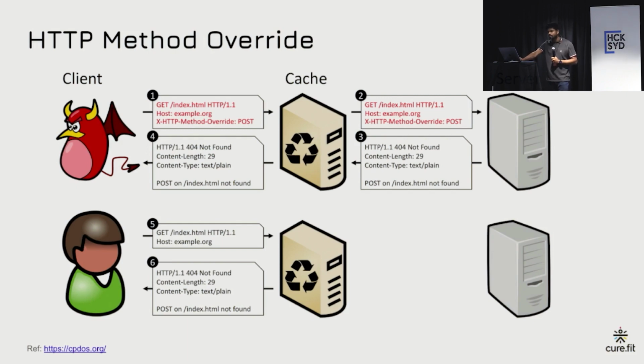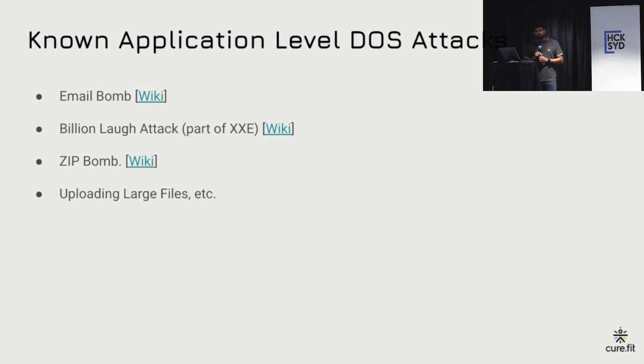So now we have seen a lot of known application level attacks from the application security community. That is the email bomb attack, the billion laughs attack, which is a part of XXE attack, where we exploit the misconfiguration of XXE. Then we have the zip bomb attack. Then uploading a large file: you can crash a server just by uploading a very large file. It will start processing that file alone, and other users will not get a response on time.